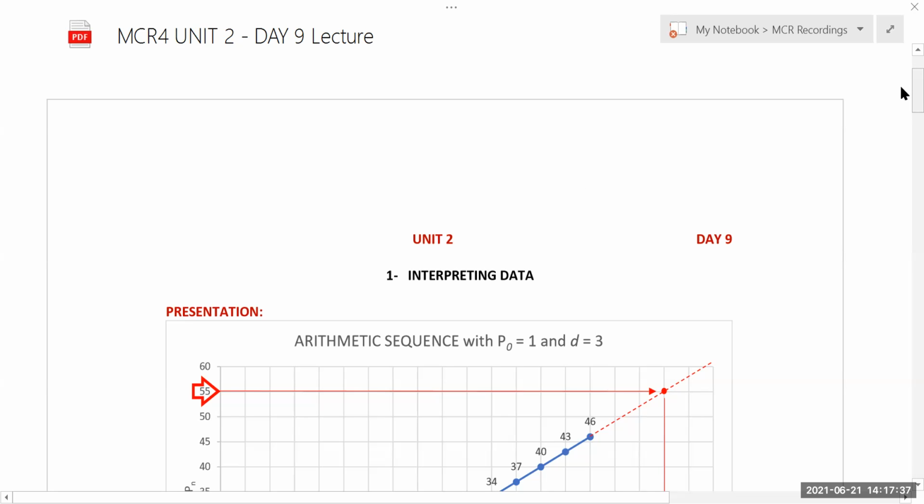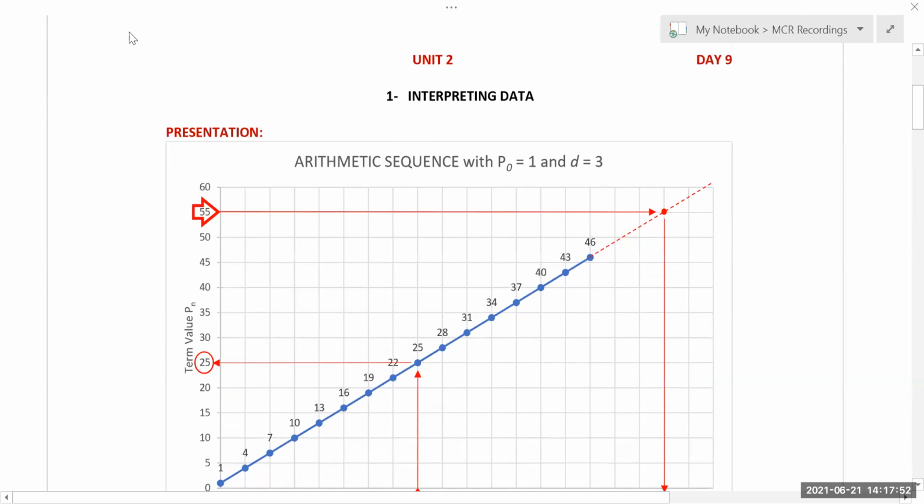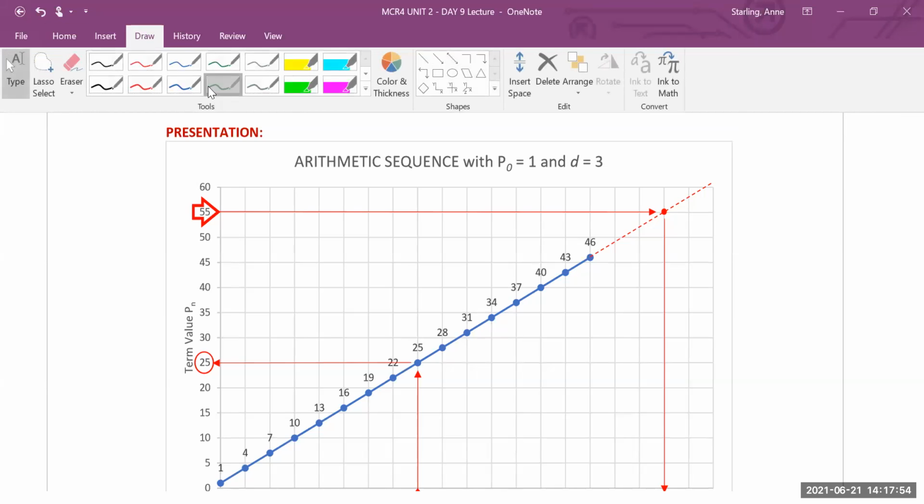So this again is MCR 4, it's the day 9 lecture. So you are in unit 2, which is the modeling section. All right, so starting to get into it a little bit, we're going to talk about interpreting data for a few minutes and how that links to linear functions.